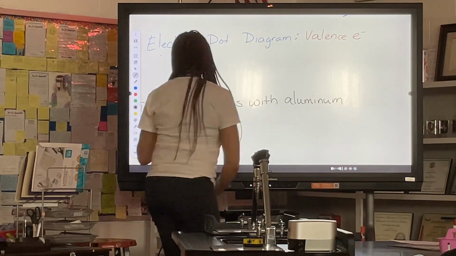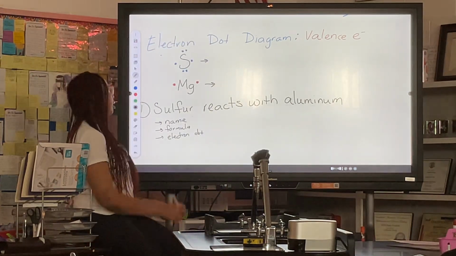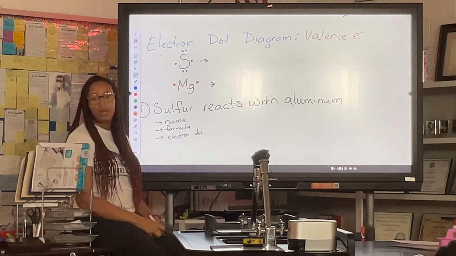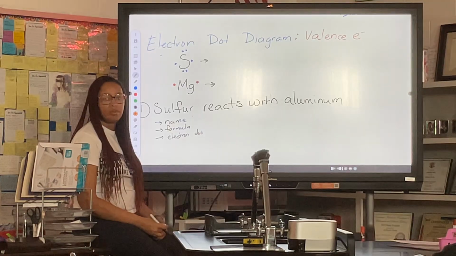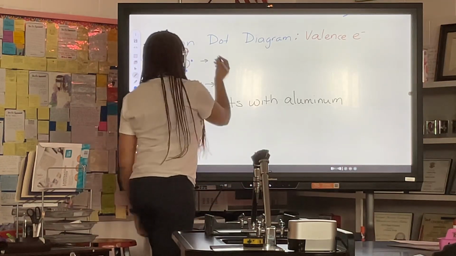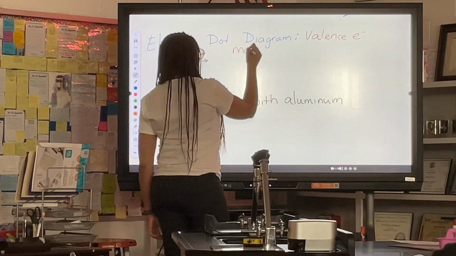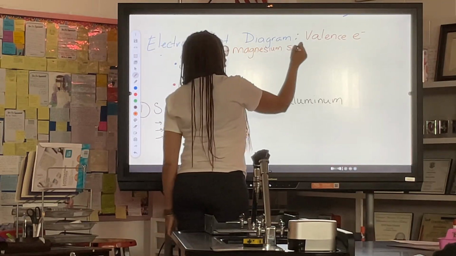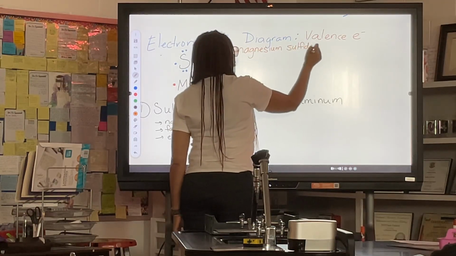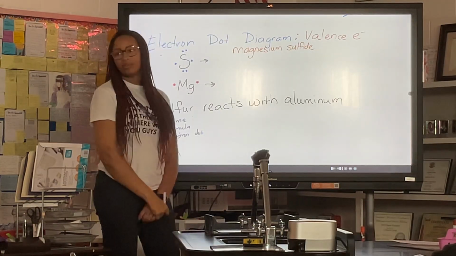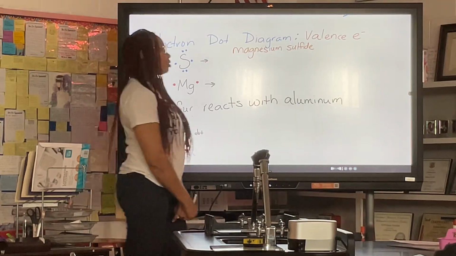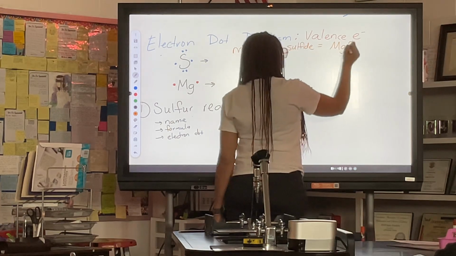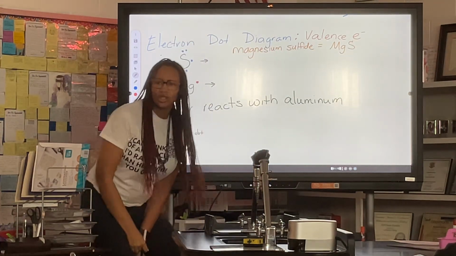Let's combine magnesium and sulfur into a compound. If I combine magnesium and sulfur into a compound, what will its name be? Magnesium sulfide. So these two together are going to form magnesium sulfide. What is the chemical formula for magnesium sulfide? MgS. Say it again. MgS.